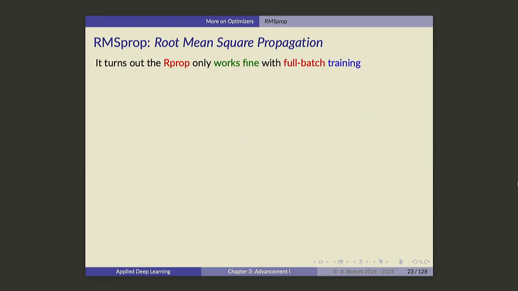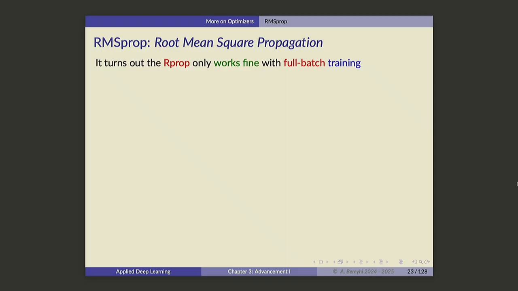One last thing about Rprop is that this idea is going to eventually work only when you do full batch training. If you do full batch training, if your gradient is super reliable, the one you are computing is very low variance, then this is going to work fine.